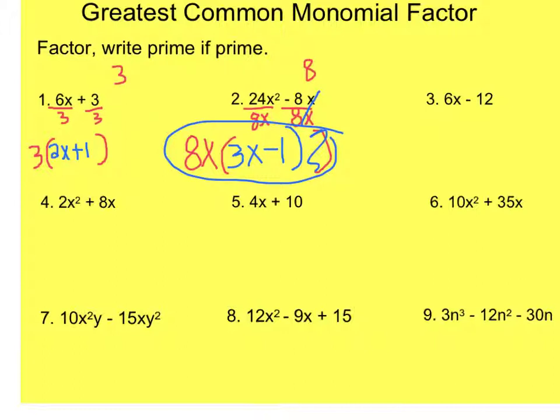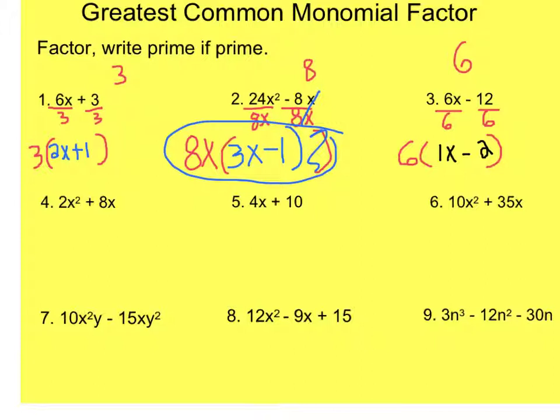All right, let's look at this one. We have 6x minus 12. What number can divide 6 and 12? 6 can divide both of them. So I'm going to divide them both by 6. 6x divided by 6 is 1x. And then 12 divided by 6 is 2. I'll keep the minus sign. And make sure you always write the number on the outside of the parentheses so that you can distribute it in later if you need to. All right.